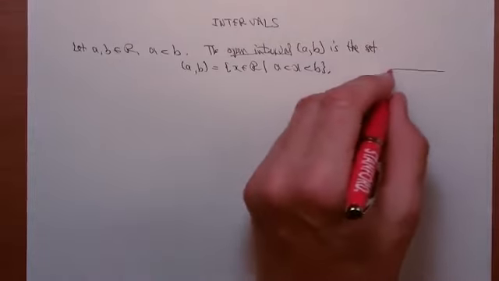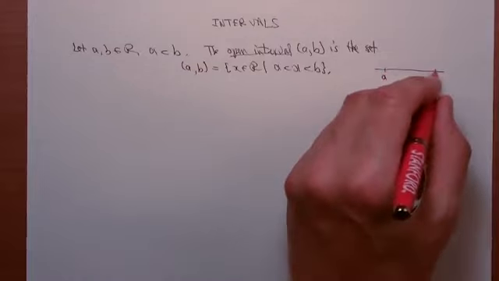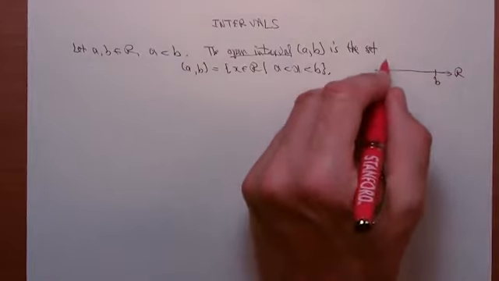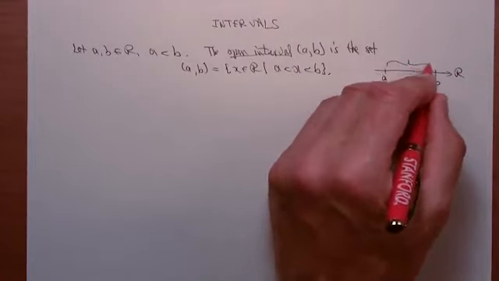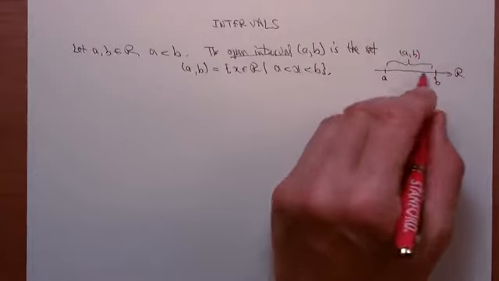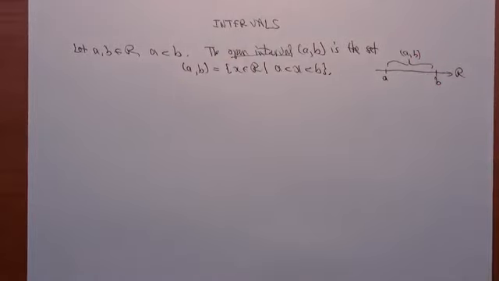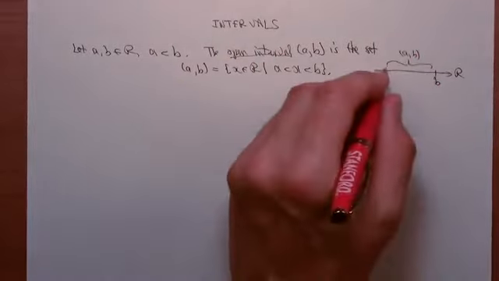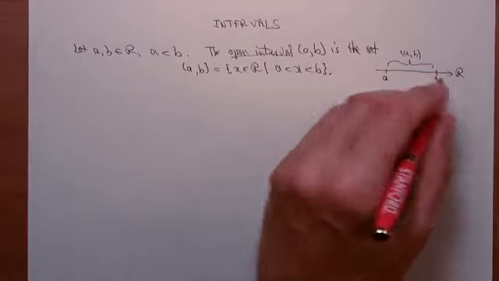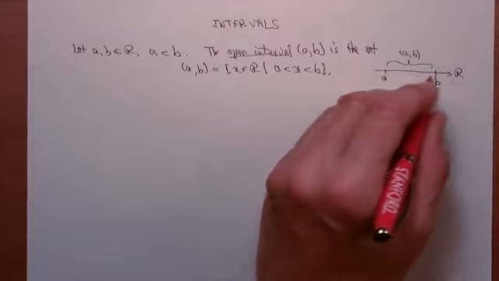So a simple diagram would be this. We've got a point A, we've got a point B. This is now the real line. And the open interval (A, B) is the set of all the numbers strictly bigger than A and strictly less than B. But the interval excludes these two. So it's an interval of the line, it's a segment of the line, but it excludes the two endpoints.